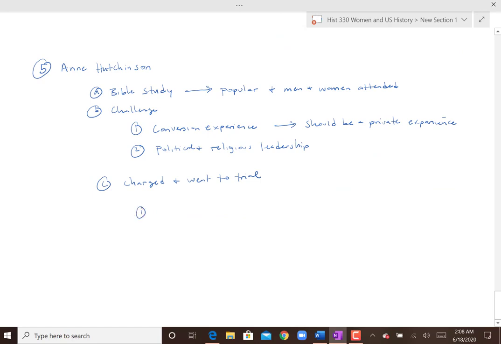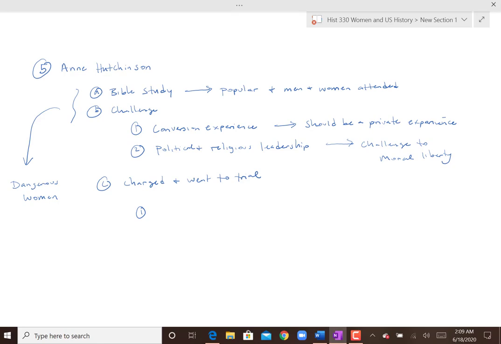She had a Bible study that was more popular than church. Men and women both attended, and then she challenged the conversion experience, and in the process of doing that and refusing to stop, challenged the political and religious authority, which is directly a challenge to that moral authority. She essentially did not follow it like you were supposed to, and all of that then labels her as a dangerous woman, because even though she was married and her husband supported her, she wasn't following the minister and the elders, and the minister was above your husband in terms of that authority, because the only person above them was God.